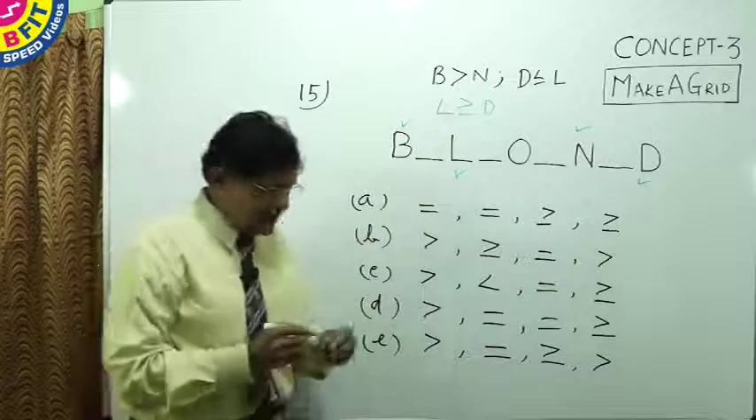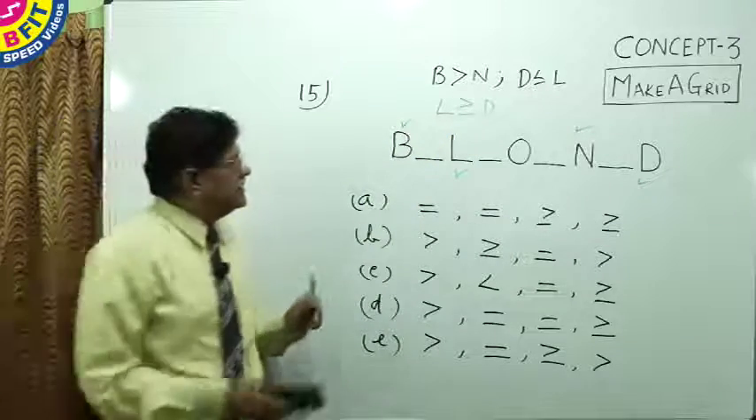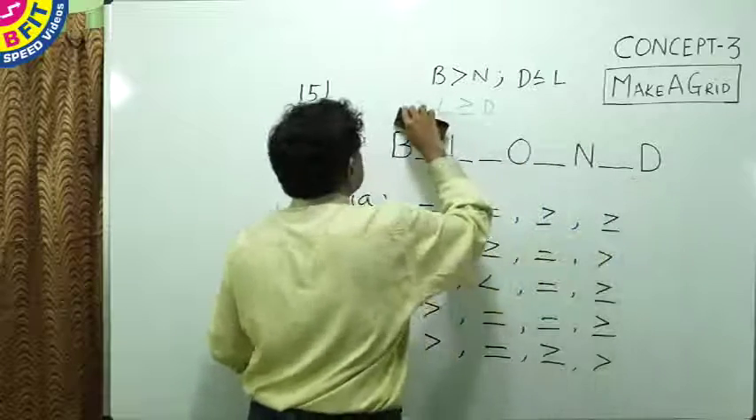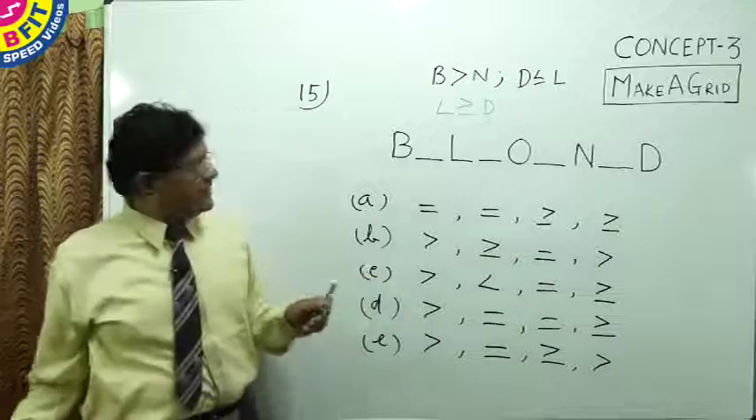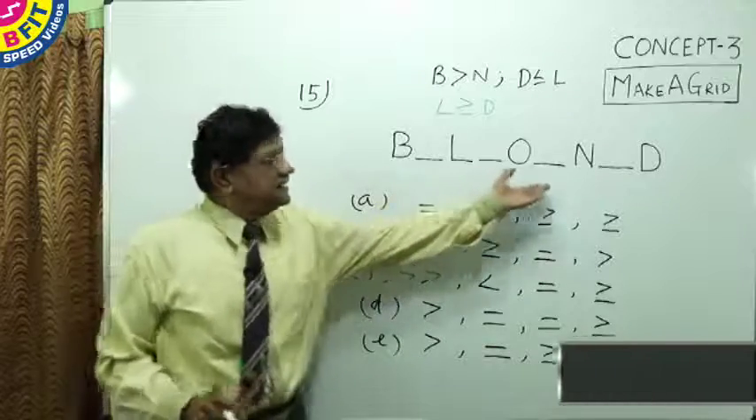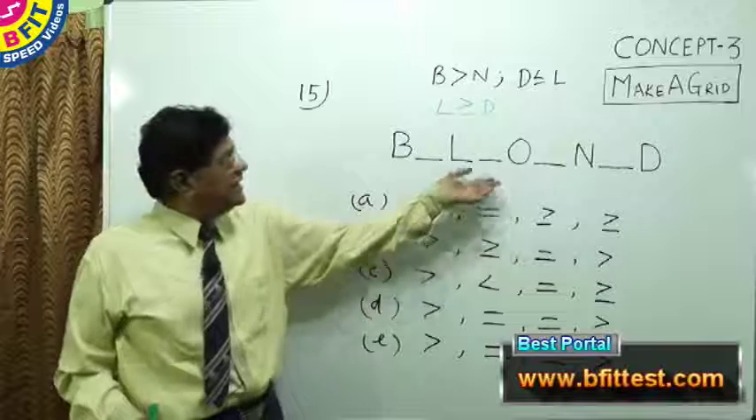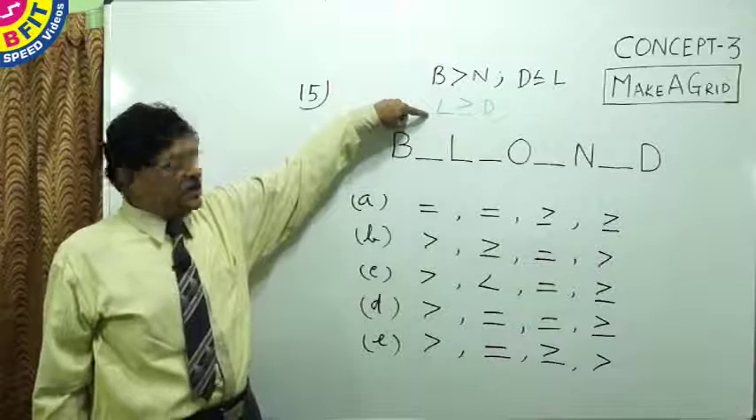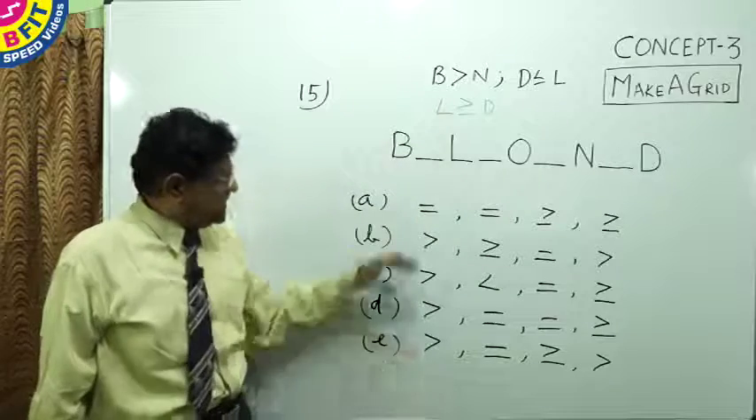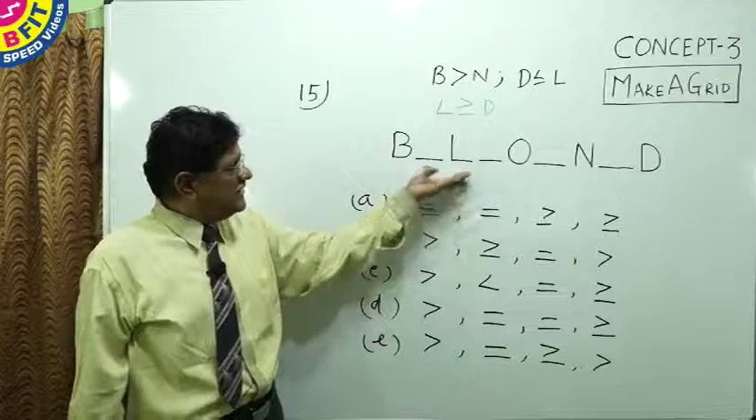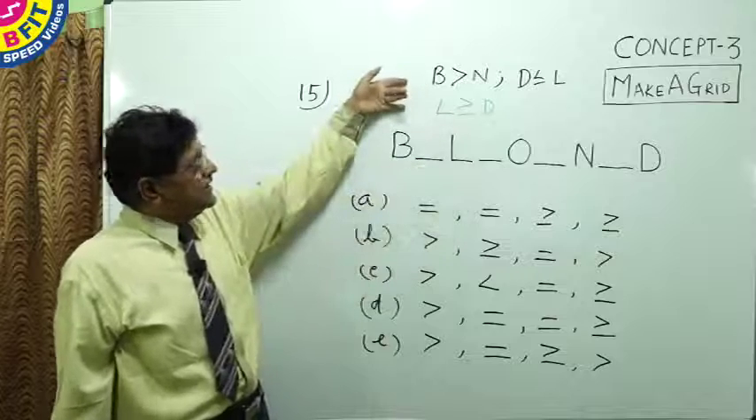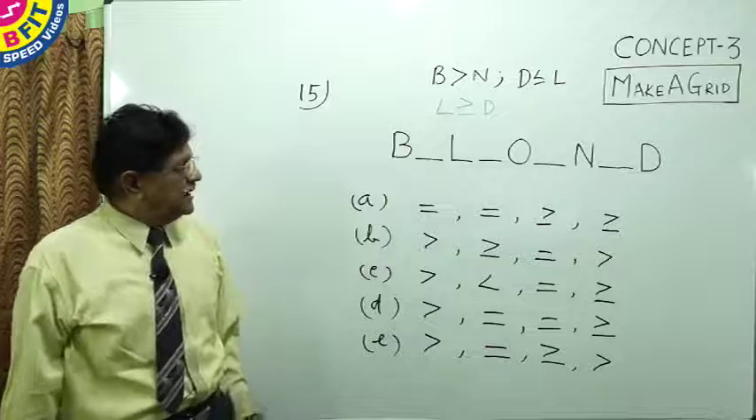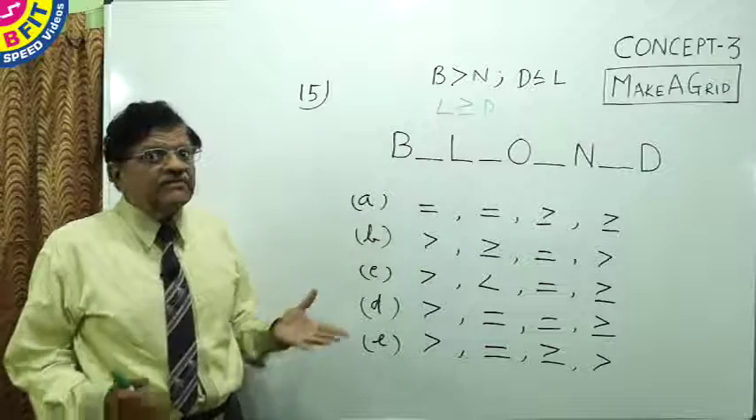Now what we have to verify is, in this given statement, whether we can fill the symbols in the blanks in such a manner that these two conclusions are true. That is our job. Which of the following sets of symbols will fit in here, which will give the conclusions B is greater than N and L is greater than or equal to D. Now let us look at how to solve this very quickly and easily.